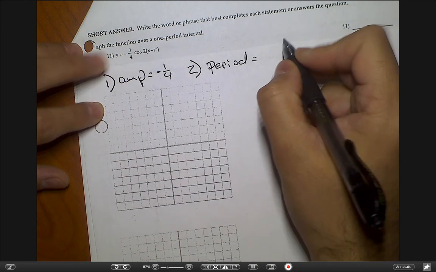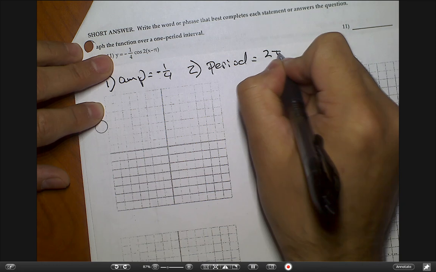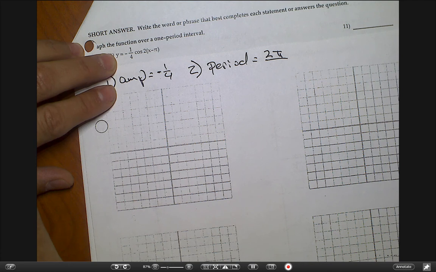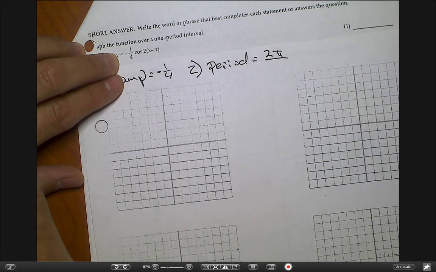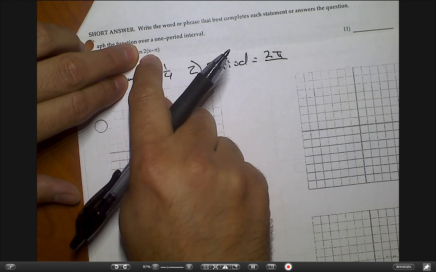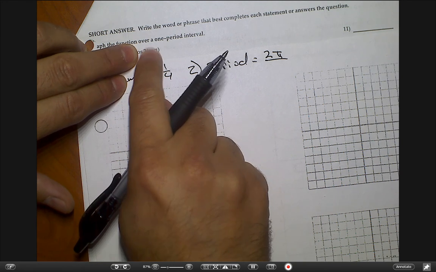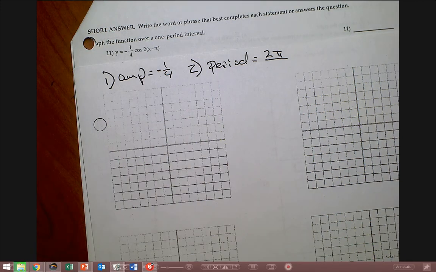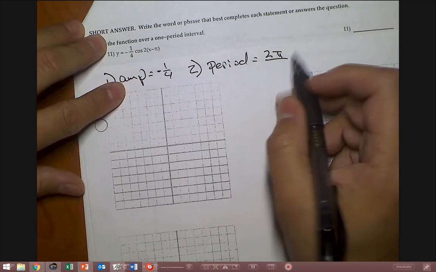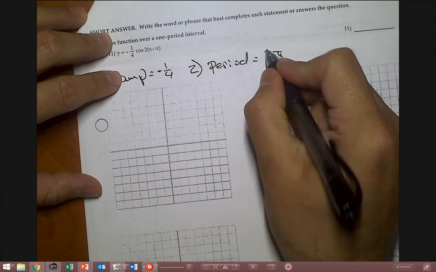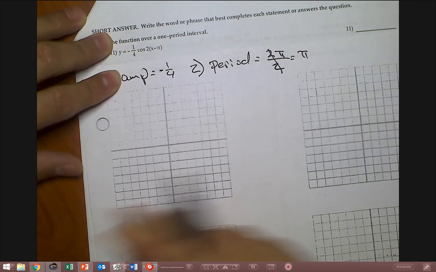Period's going to be what? 2 pi over b. 2 pi over, what is my b value here? Why is it 2? This one's already factored out, right? This one's already factored. So I don't actually have to do that. So because it's factored out already, okay. All right. So period should be 2 pi over 2. So we get 2 pi over 2 here. So this is going to mean that my period is just going to be pi.